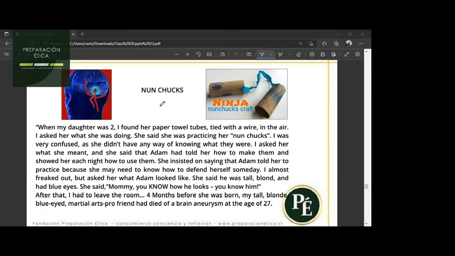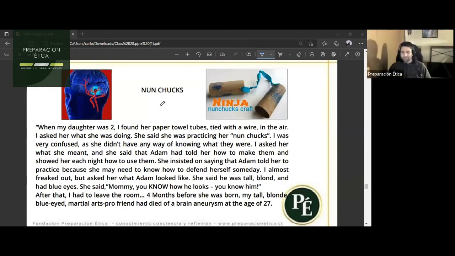I asked her what Adam looked like. She said he was tall, blonde, and had blue eyes. She said, "Mommy, you know how he looks. You know him." After that, I had to leave the room. 4 months before she was born, my tall, blonde, blue-eyed martial arts pro friend had died of a brain aneurysm at the age of 27.